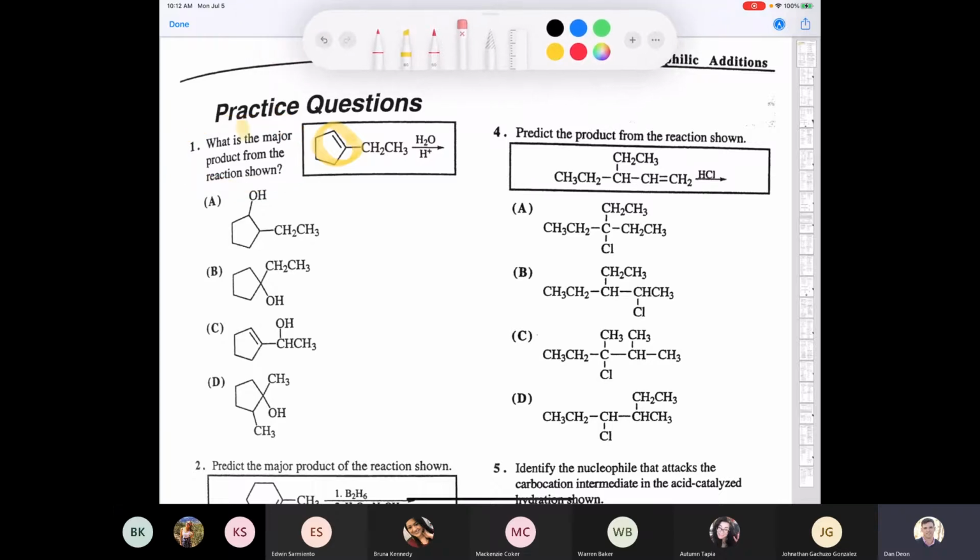This is an unsymmetrical alkene. So is this addition going to proceed with Markovnikov or anti-Markovnikov regioselectivity? Could anybody tell me? And it's not trying to fool you or anything like that. Just taking this alkene right here, treating it with water and acid.